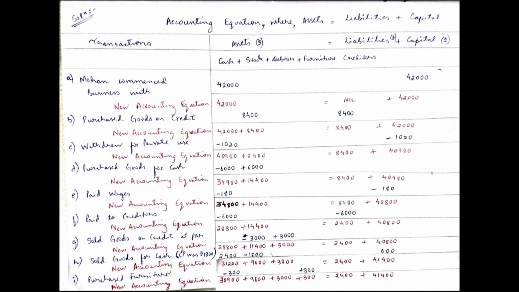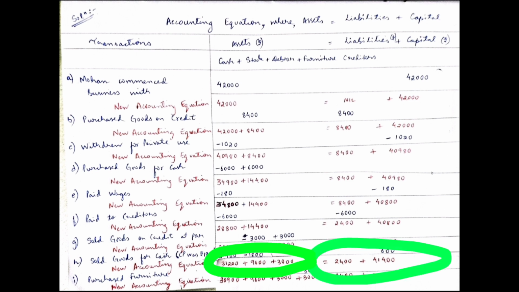So the new accounting equation turns out to be 31,000 plus 9,600 plus 300 under the assets column, and on the liabilities column we have 2,400 plus 41,400. If you do the total, you see assets is equal to our liabilities plus capital.